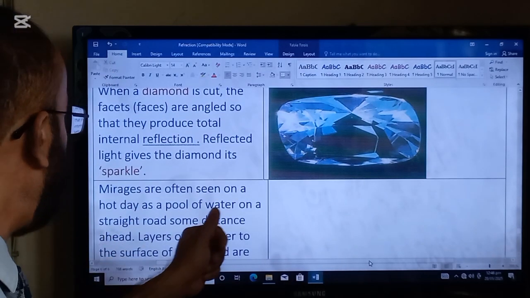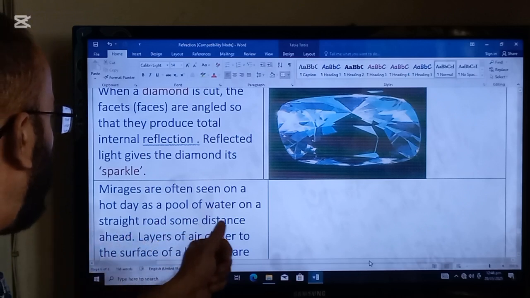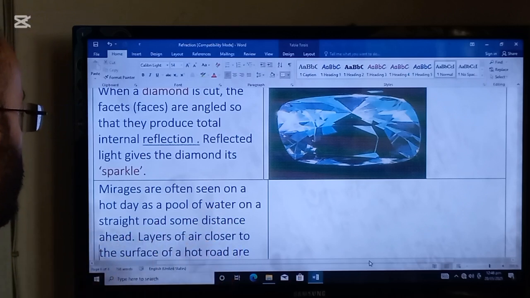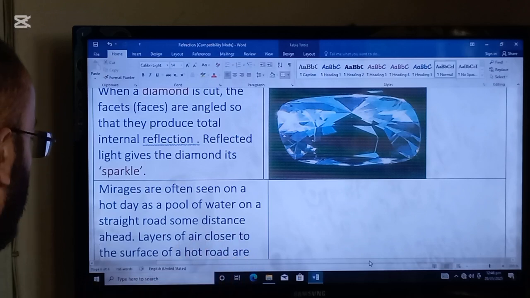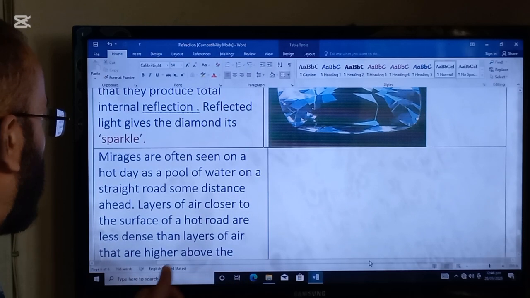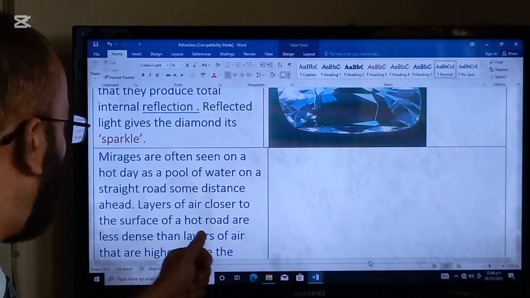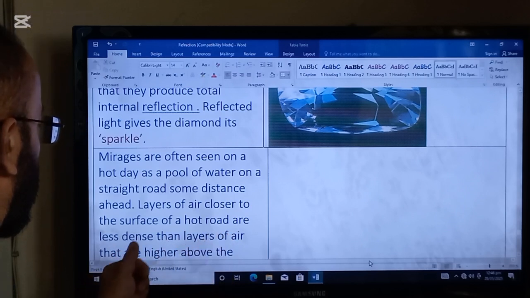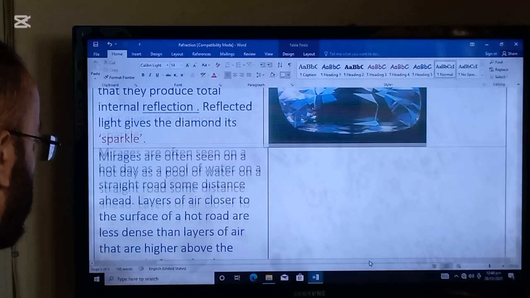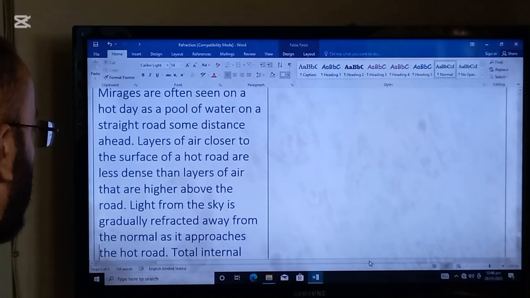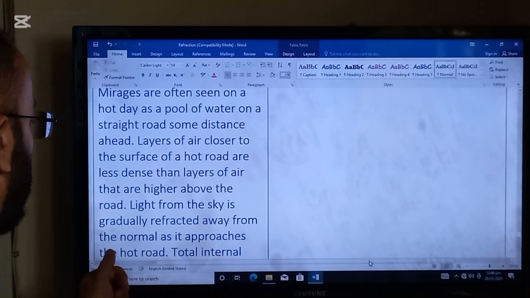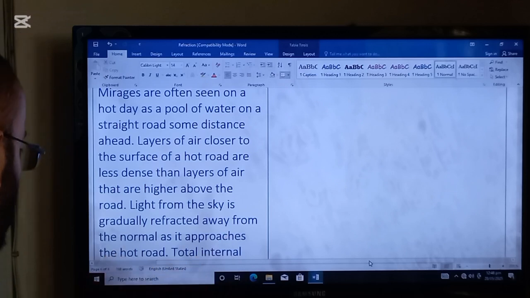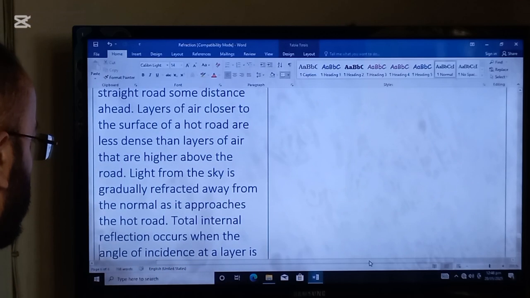Mirages are often seen on a hot day as a pool of water on a straight road some distance ahead. Layers of air closer to the surface of the hot road are less dense than the layers of air that are higher above the road. Light from the sky is gradually refracted away from the normal as it approaches the hot road.